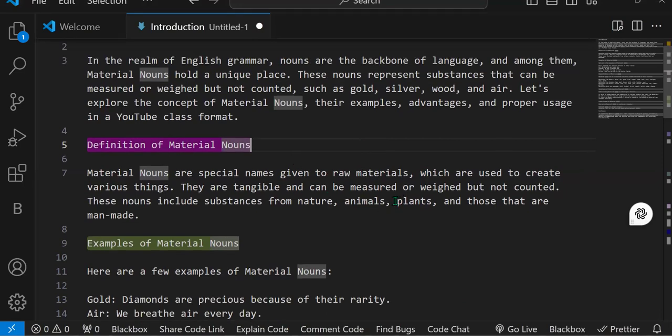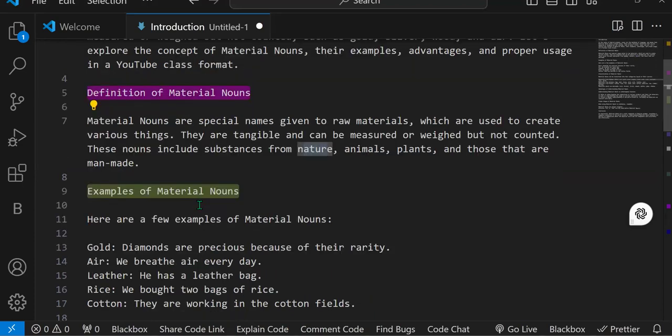From plants, we can make wood. From nature, we will get gold and silver. All these things come under material nouns.